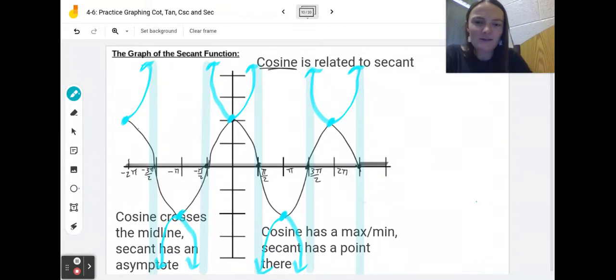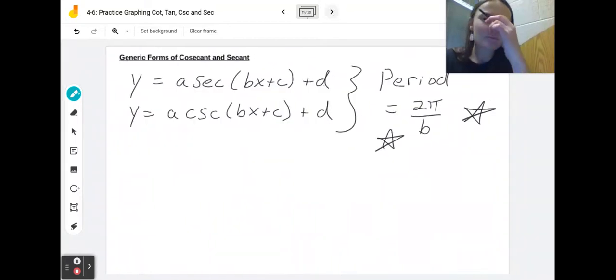Okay, so make sure you have this. We are going to have a memory quiz on this probably later next week, so just keep that in mind. I do want you guys to be comfortable with graphing secant and cosecant. All right, so let's go ahead and practice. Never mind. Before we practice, go ahead and write down these generic forms of secant and cosecant. Something interesting that I want you to note is that the period has to be 2 pi over b because we basically graphed sine and cosine. So secant and cosecant shouldn't have a weird period like cotangent and tangent. Their period is just like sine and cosine. So that's something to keep in mind.